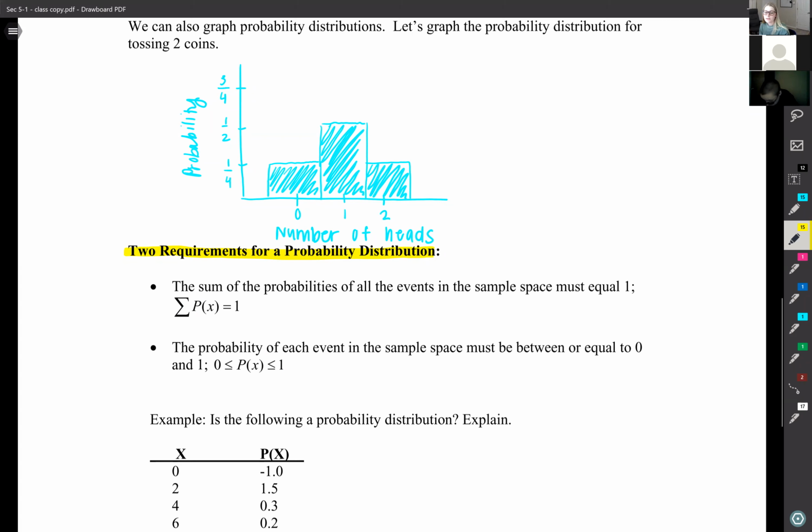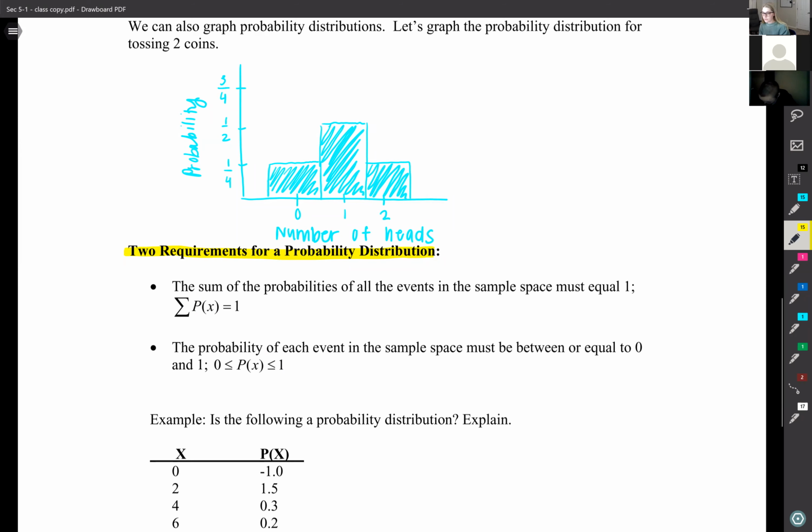And then next, the probability of each event in the sample space must be between or equal to 0 and 1. And that's another thing that we talked about with probability. We said the probability of an event is always going to be between 0 and 1. The probability can be 0 or 1, but it can't be any smaller than 0 or any bigger than 1. So that's just a requirement for probability in general. But we see that these requirements continue on into our discussion of probability distributions as well.